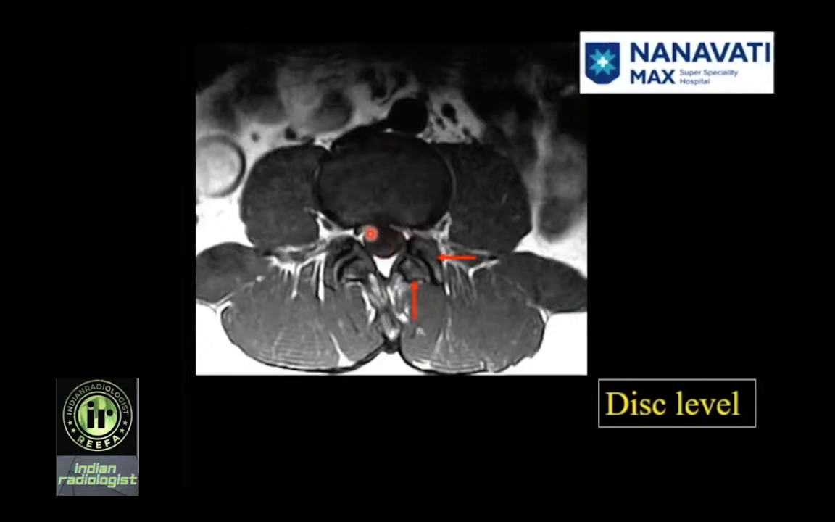This is thecal sac, superior articular facet of L5, inferior articular facet of L4, ligamentum flavum, facet joint, posterior epidural fat. This is the neural foramen, L4 nerve root, which is exiting. This is L5 nerve root, which is traversing. This is aorta. This is crus of diaphragm.